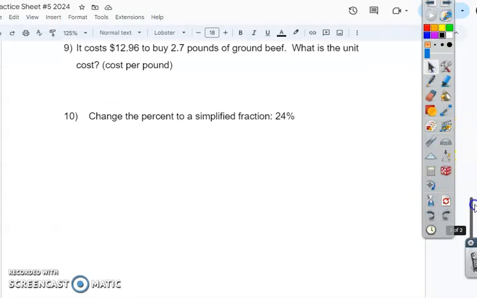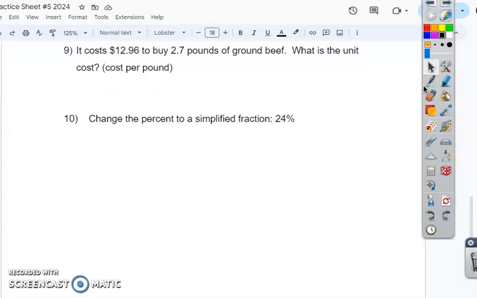And number 10, change the percent to a simplified fraction. Well, hopefully we remember a percent compares to 100. So your 24 goes here. Then for sure you can divide by 2. There's another number you can divide by, but I know these are even, so I know I can take half. Okay, everybody should know half of 100. If you don't, figure it out and remember it. Okay, then you can actually do it again if you're dividing by 2. There is another number that will work.